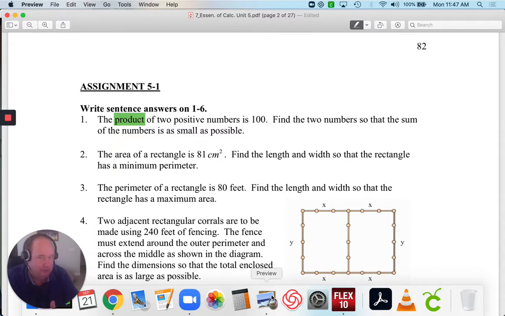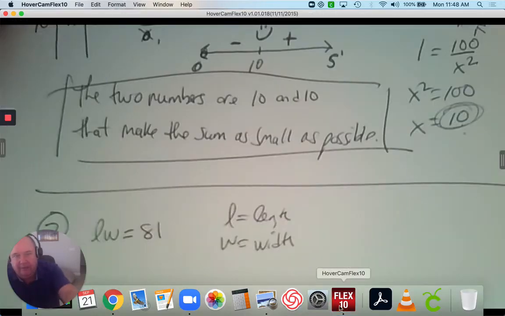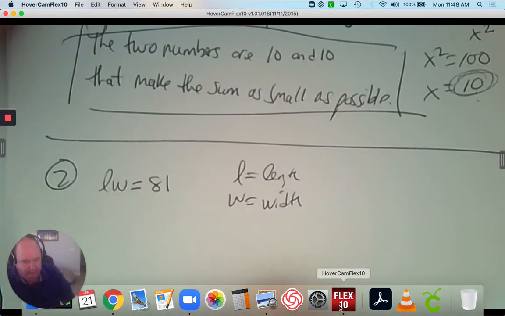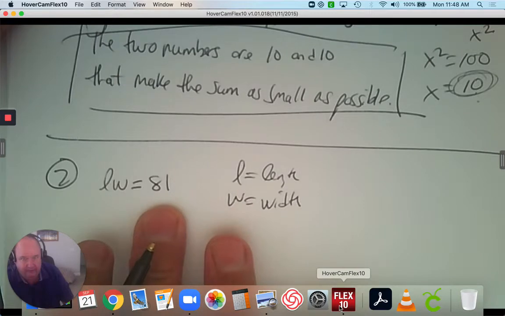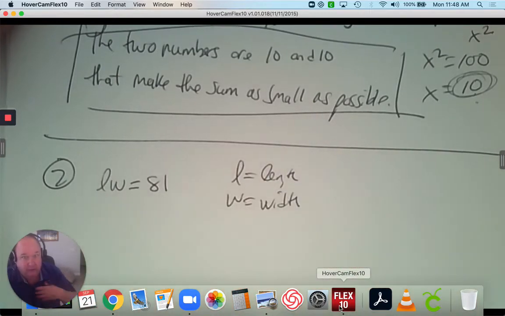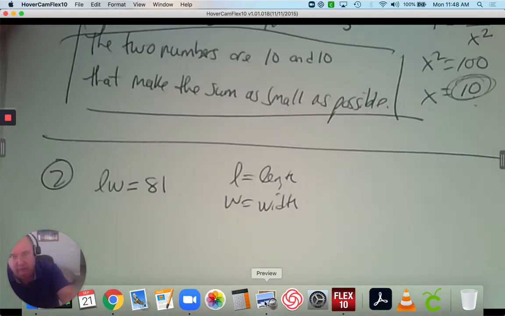So what are the words I look at first? First of all, area of a rectangle is 81. So I know area of a rectangle is length times width. So I'm going to go L is my length, W is my width, and I already know that length times width is 81. That is the area formula, and it's 81. That's what L and W is. You actually define it. Don't assume it.